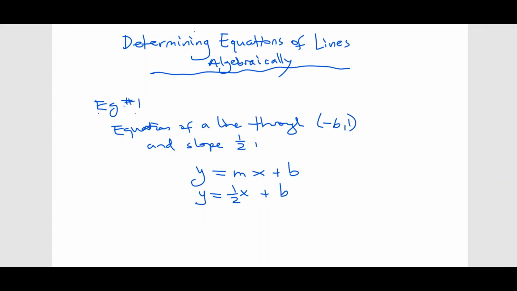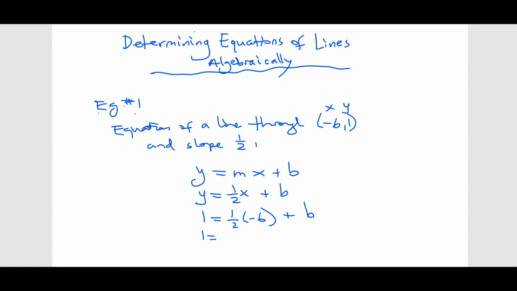Okay? Now every equation of a line has x and y because the equation is a relationship between the x and the y. So for this point, negative 6, 1, to be on this line, the x and y of the point must make the equation true. If the x and y do not make the equation true, do not make the left side equal to the right side, then the point is not on the line. So the fact that they're telling us it's on the line means that I can replace the y with the 1, and I can replace the x with the negative 6, and all I have left to find now is the b.